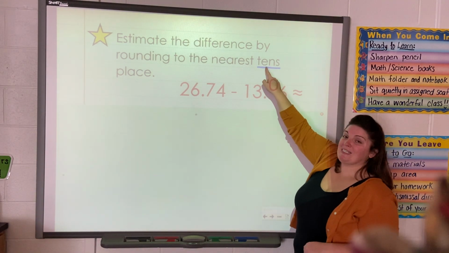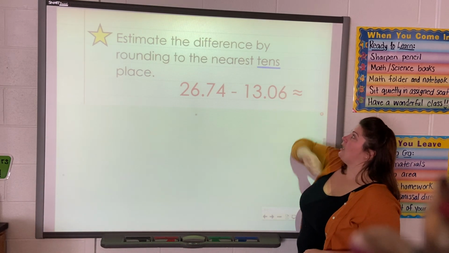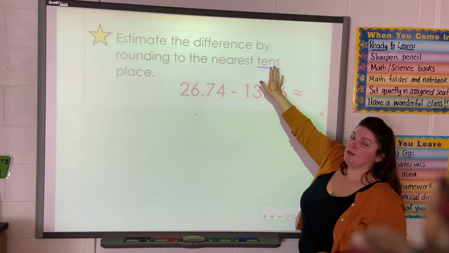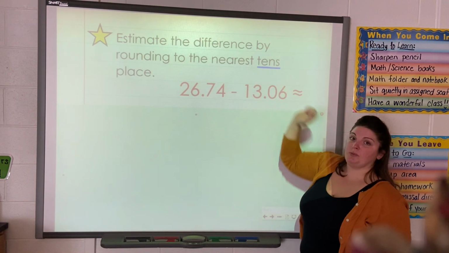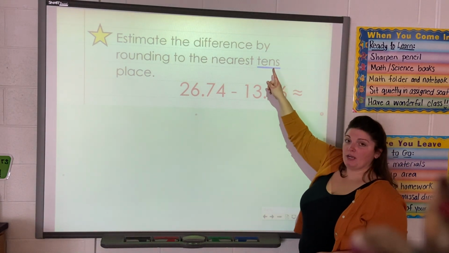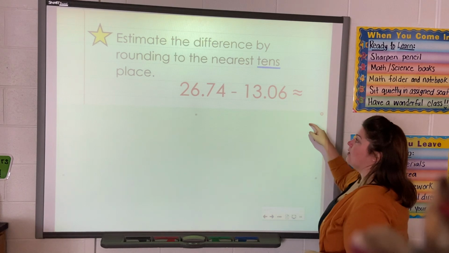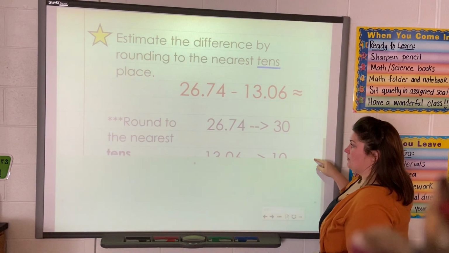Now, this does not say tenths. There's no TH at the end. So we're talking about rounding this to a whole again, but instead of the ones place, we're going to the tens place. Be very careful about how it asks you to round. So let's round to the nearest tens.